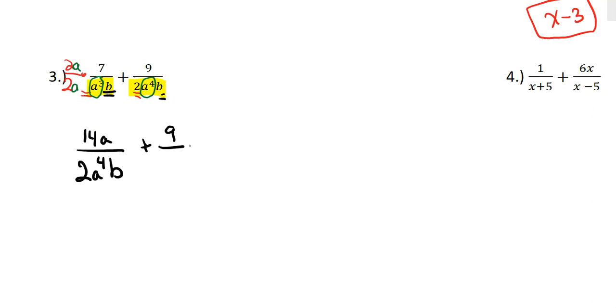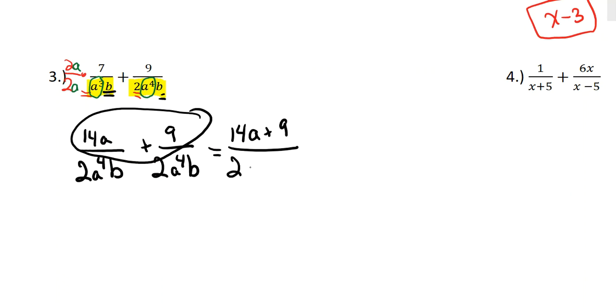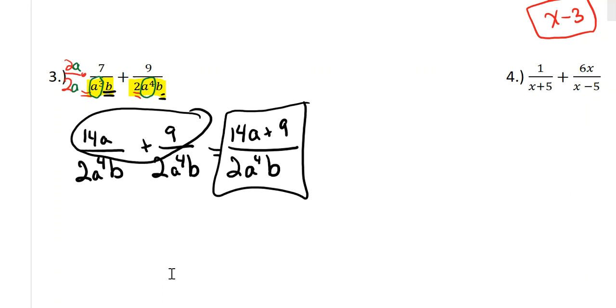The second one will stay the same, but now you'll notice we have a common denominator. And once that happens, again, we're going to just add the numerators and the denominator will stay the same. And then I'll see if anything cancels out. The numerator isn't factorable, so that's going to end up being my final answer.